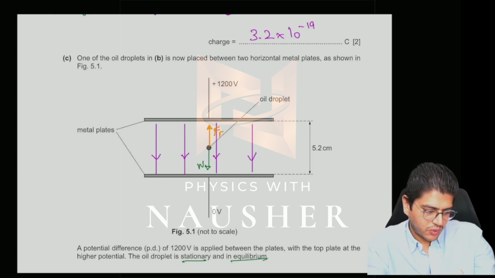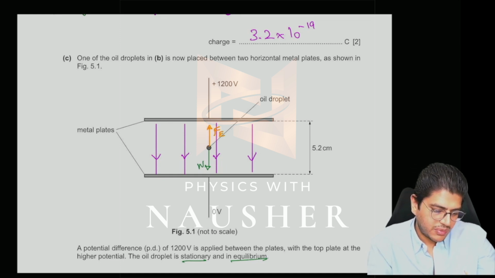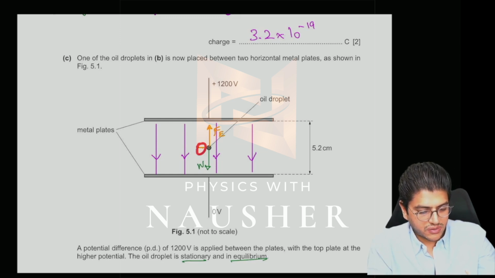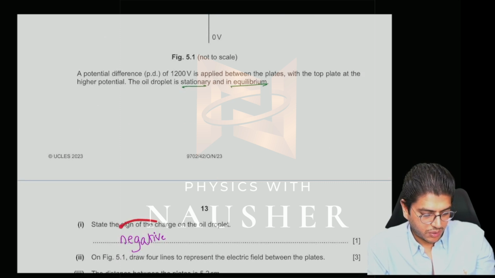There's this force. This is electric. And why will the electric force be upwards? It can only be because this charge is negative. So negative is attracted to positive, and that's why the charge on the droplet is negative.